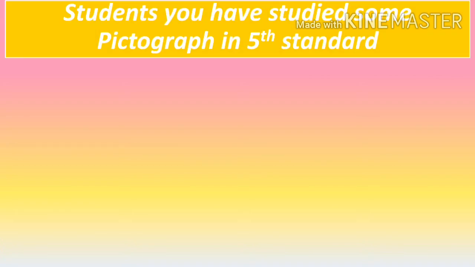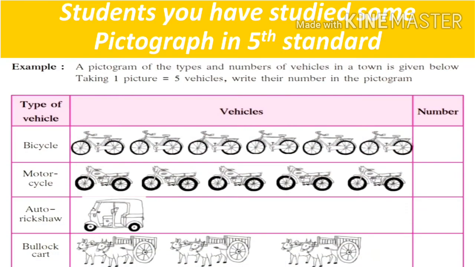In your lower class you have learned about the pictograph. So let's recall the pictograph. Example: a pictogram of the type and the number of vehicles in a town is given below. Taking one picture equal to 5 vehicles, write the number in the pictogram.